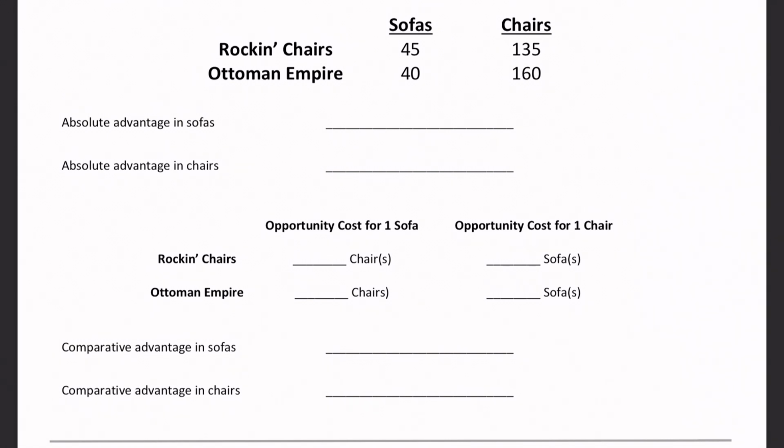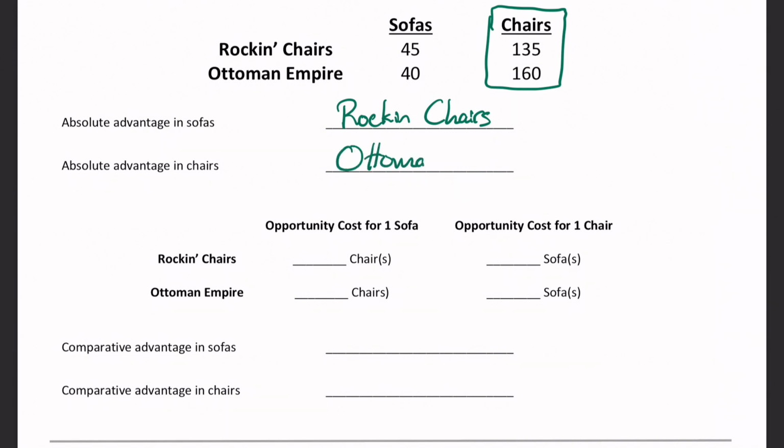Who has the absolute advantage in the production of sofas? Who can produce more sofas? If we just look here at sofas, well, 45 is greater than 40, so we know that it would be Rockin' Chairs, right? Perfect. Now, who has the absolute advantage in the production of chairs? If we look at these, we see that 135 is less than 160. Therefore, the Ottoman Empire is able to produce more chairs, and therefore they have the absolute advantage.